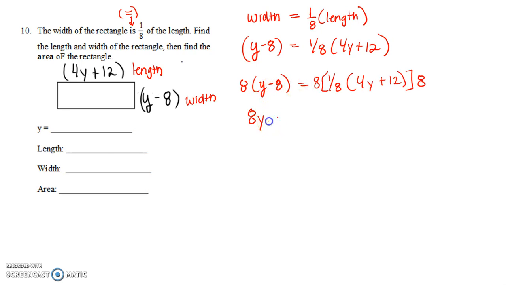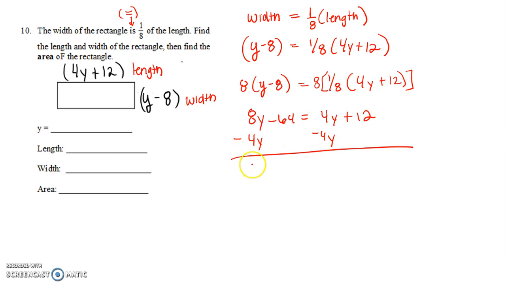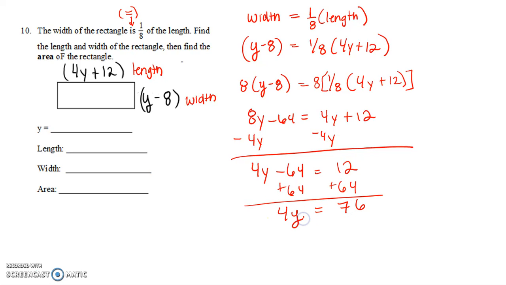Distribute 8 times y is 8y minus 64. I'm going to be left here with 4y plus 12. I wrote 8 both times, sorry. All right, I'm going to subtract y on both sides, bring the smaller to the bigger. Divide by 4. And I believe 76 divided by 4 is 19. So y equals 19. So now that I know that y is equal to 19, I can plug it back in to figure out what my length and width is.